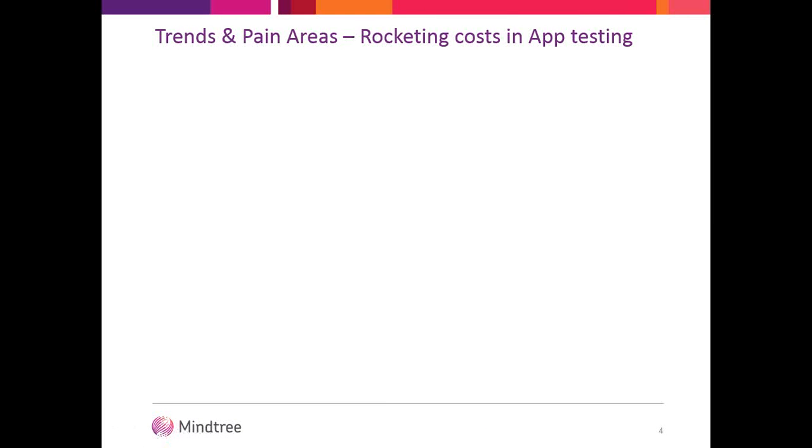I'm in the slide called Trends and Pain Areas, the rocketing costs. When we talk about trends, there are various statistics from Gartner, IDC, WQR, right? Application downloads have increased from 62 billion in 2012 to 102 billion in 2013, and it's anticipated or predicted by WQR to reach 182.7 billion downloads of these applications.